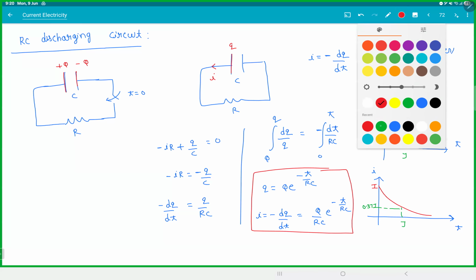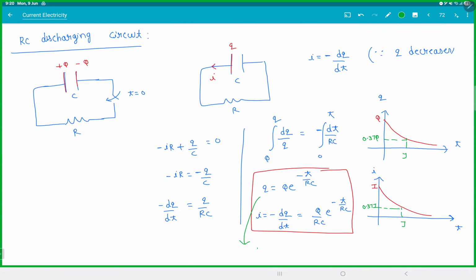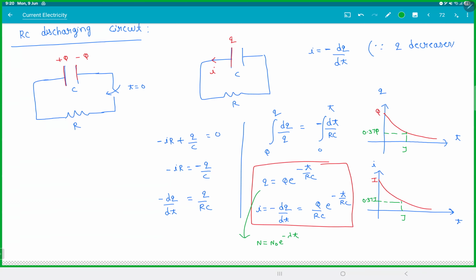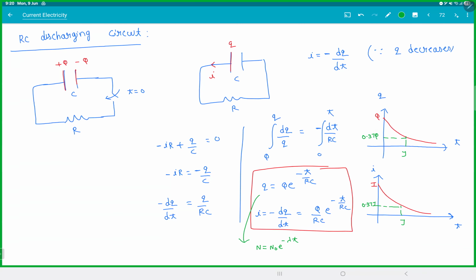Did you notice something? This result kind of looks like N is equal to N naught e power minus lambda t, radioactivity. It's a first order reaction. Look at this thing, dq by dt is proportional to q power 1, right? This is the first order reaction. You know where else you have seen this? Anyone remember? A is equal to A naught e power minus bt by 2m, damped oscillations. Yes, it's also a first order reaction.